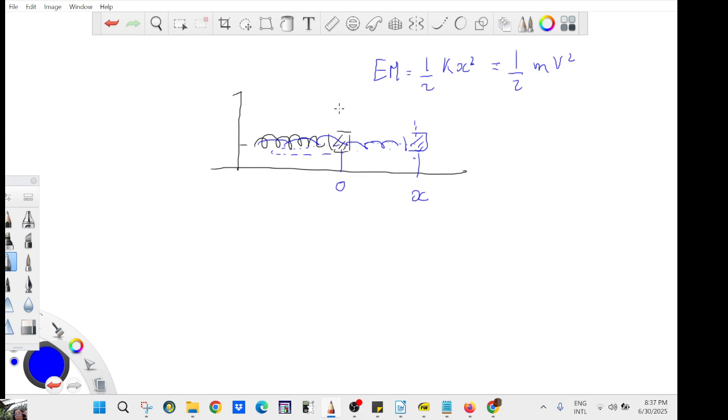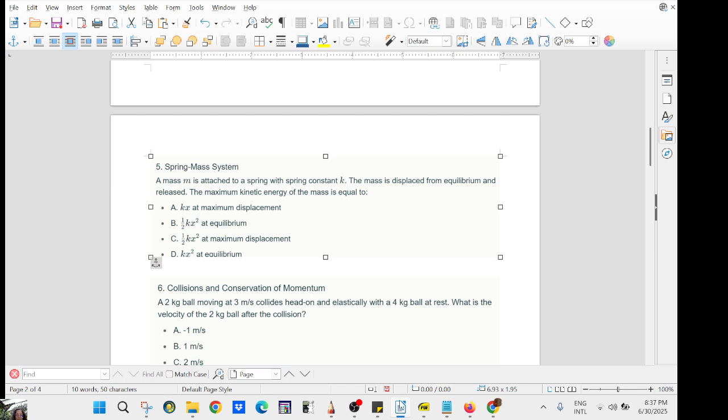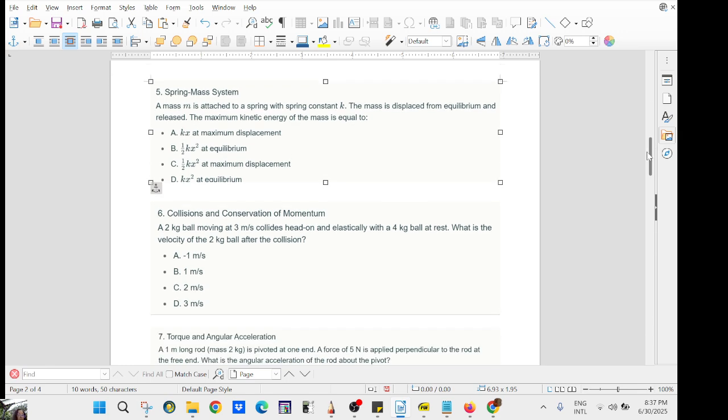the equilibrium, because when it's at the equilibrium, when x equals 0, there is no stretch. This one is where x is maximum. So I forgot the question. The maximum kinetic energy of the mass is equal to, so it will be at the equilibrium, 1/2 kx squared because of conservation of energy.